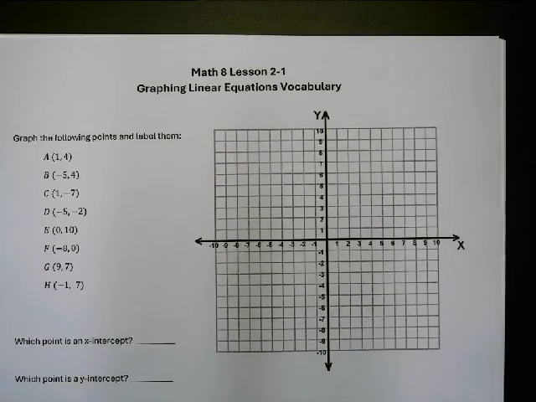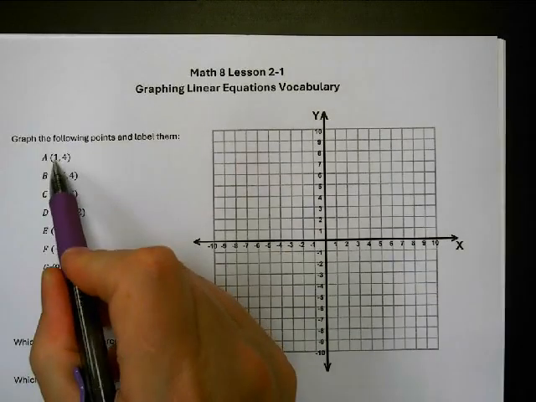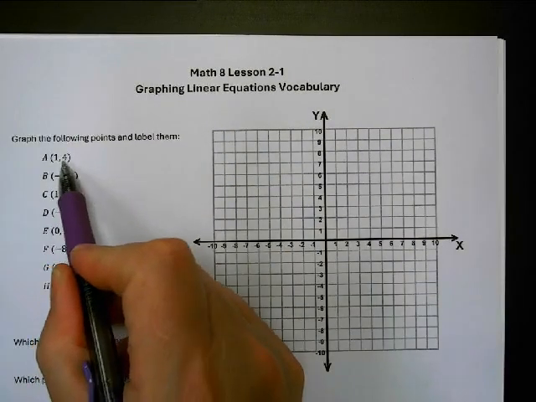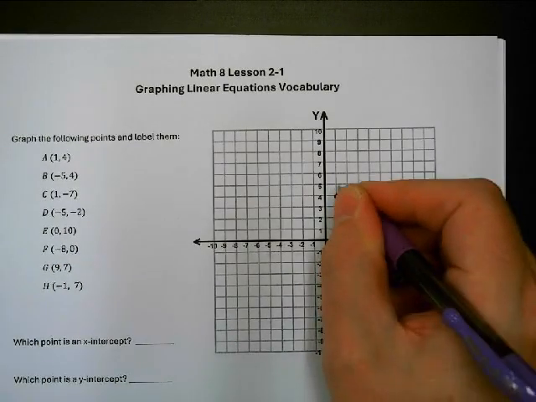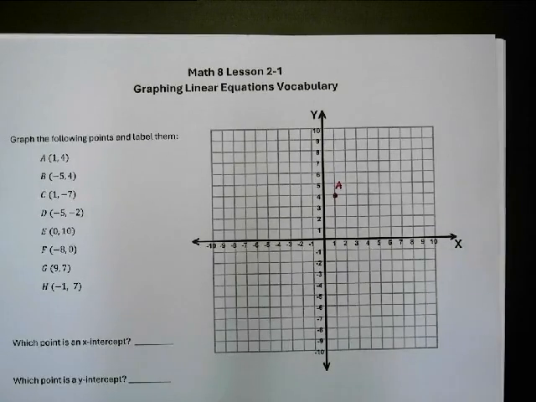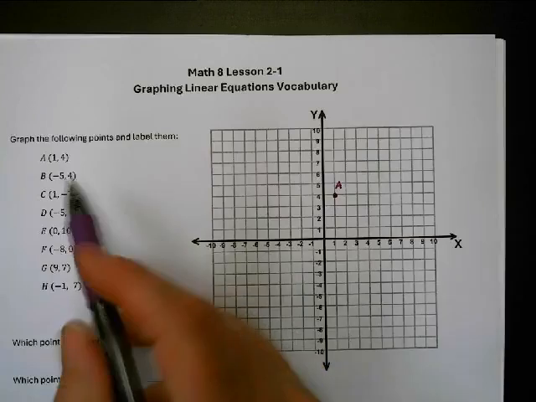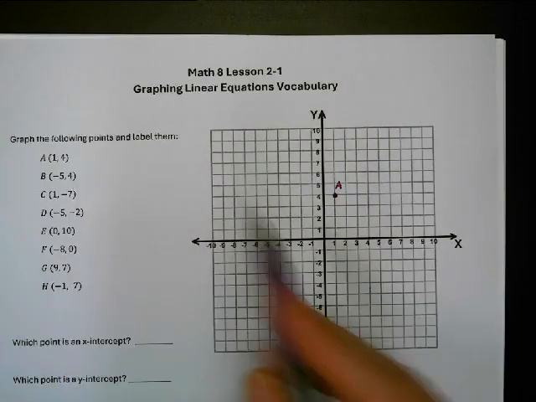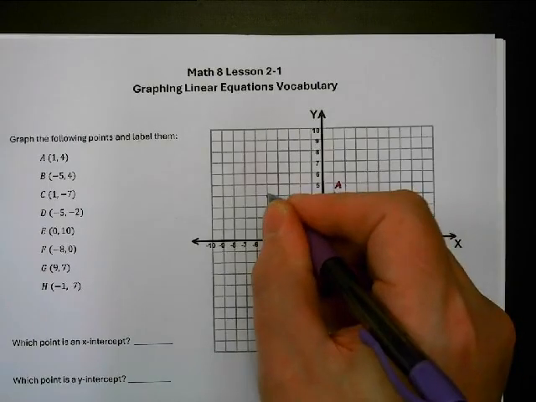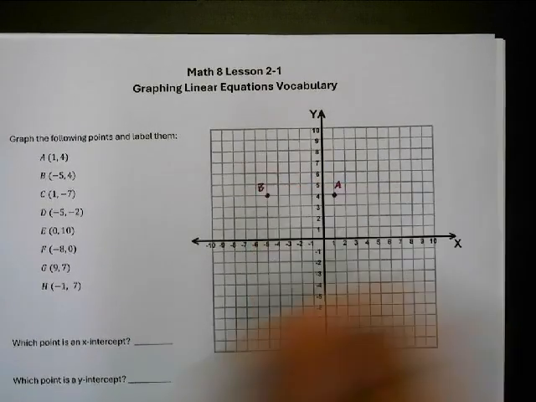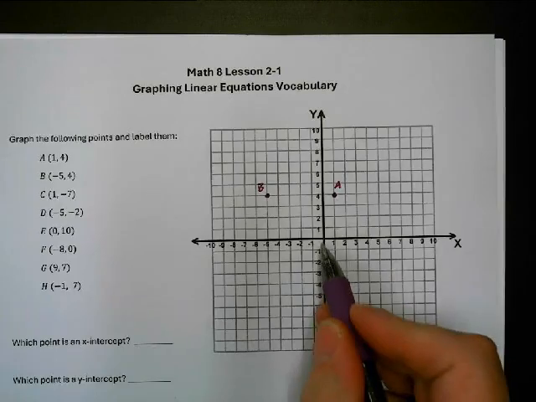This says right 1, up 4. So right 1, up 4, there's the first point, and I'm going to label that A. That's what it means to label them: just put the letter next to the point that you put down. Next one, this says left 5, up 4. So back 5 and up 1, 2, 3, 4. This would be B. Next, (1, -7). So right 1, down 7. There is C.